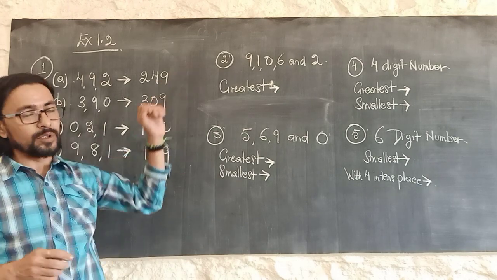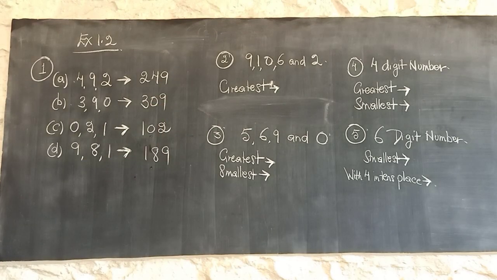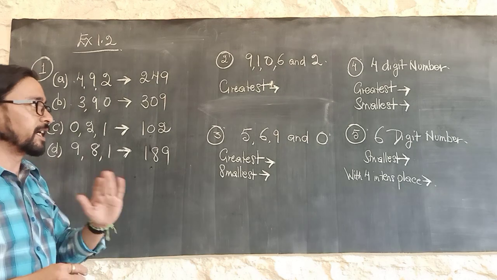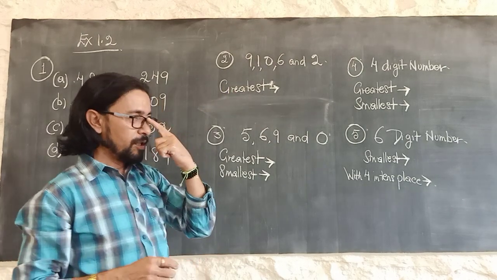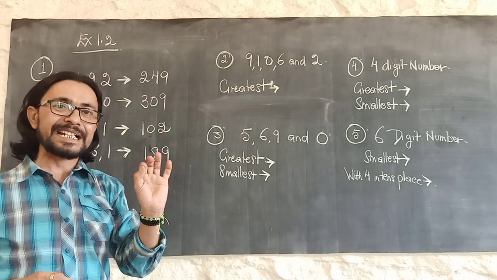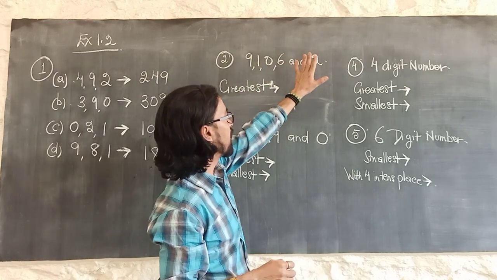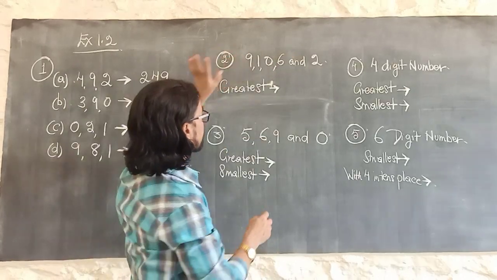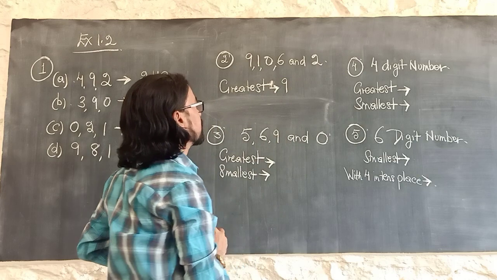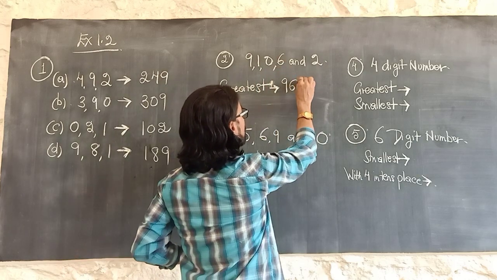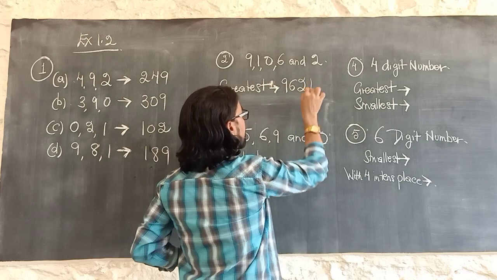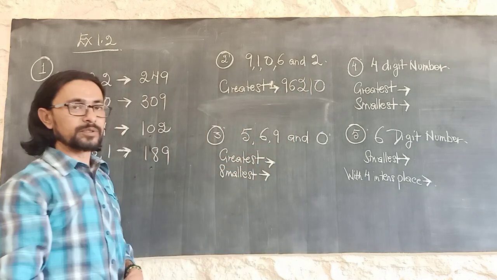Now here they have told us in sum number 2 that form the greatest 5-digit number using the digits 9, 1, 0, 6 and 2 without repetition. Again, I am not allowed to repeat. And I have to make the greatest. So obviously I start with the greatest digit that is given out there amongst the 5 digits. Which is the greatest? 9. So 9 comes first. Then comes 6, then comes 2, then comes 1 and last comes 0.